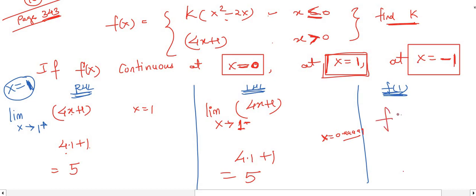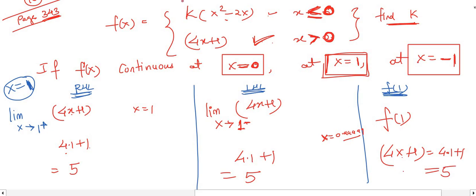Now we will take f1, the functional value at 1. So which one should I take? This one says more than 0, and this one says less than 0, and this one is more than 0. What does it mean? More than 0. This one we will take because we need f1. So it is 4x plus 1. Put x is equal to 1, which is 5.